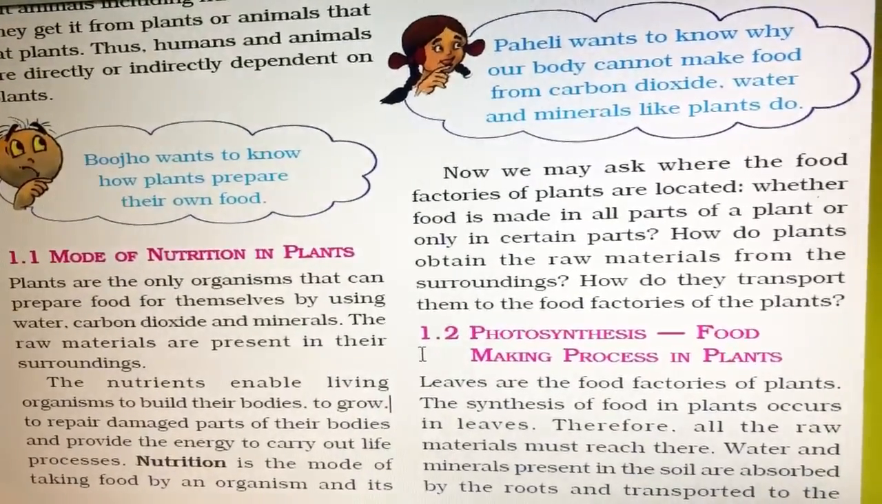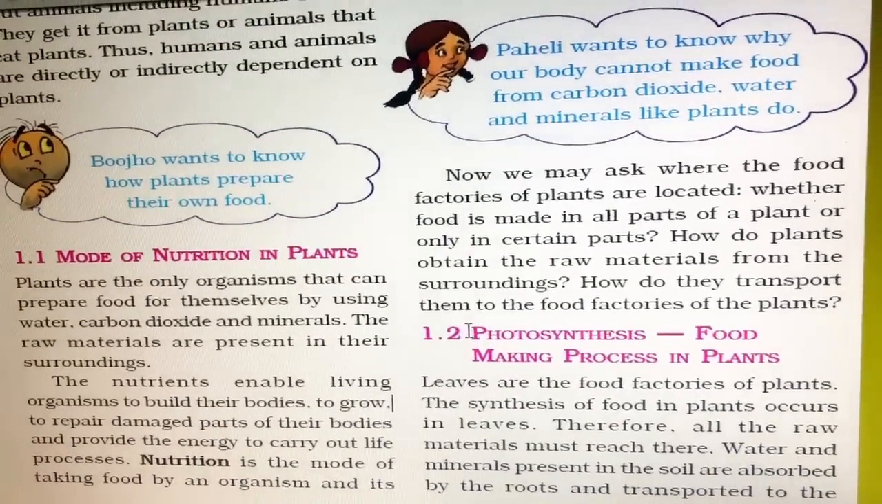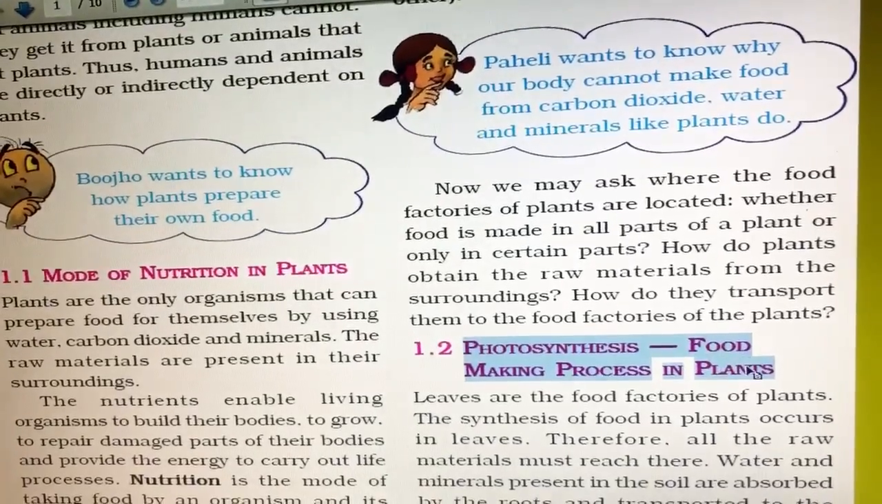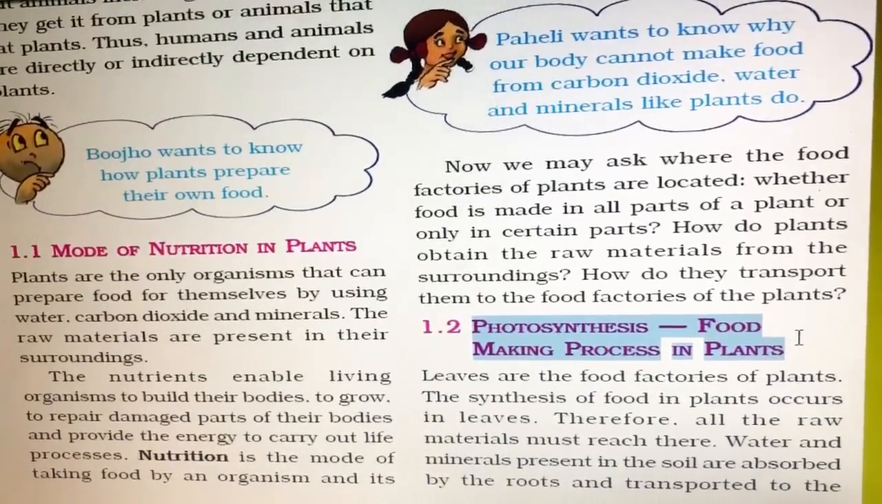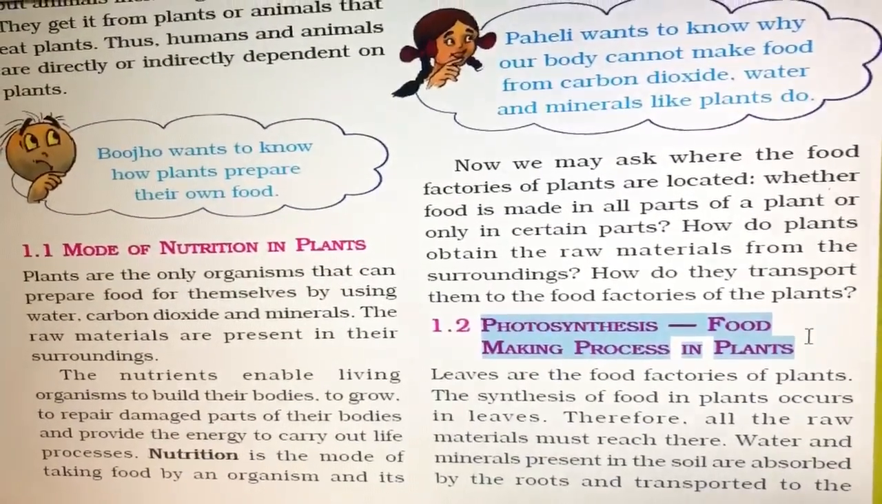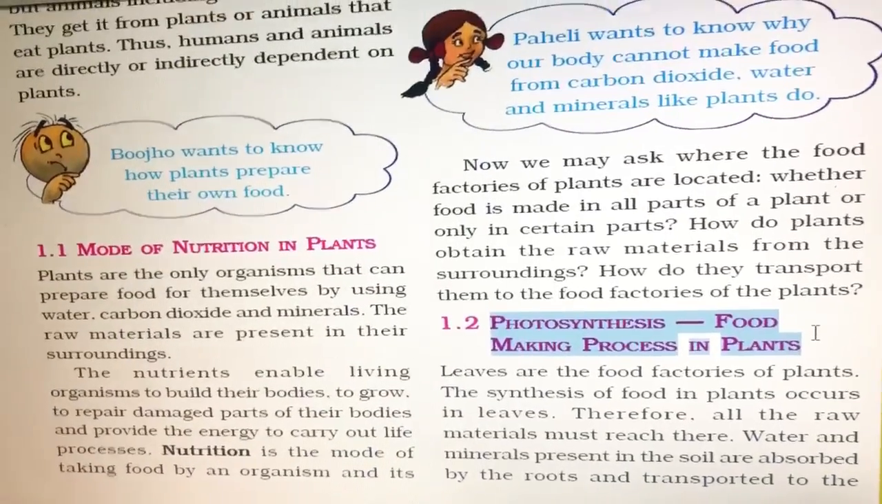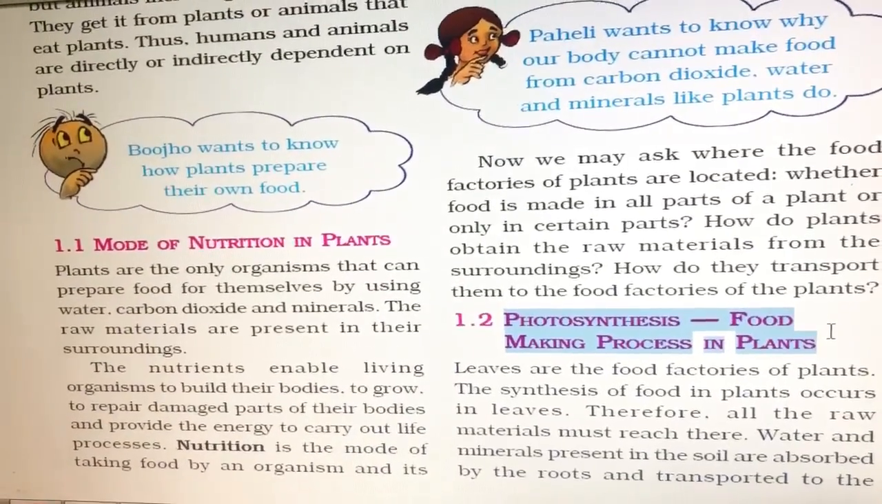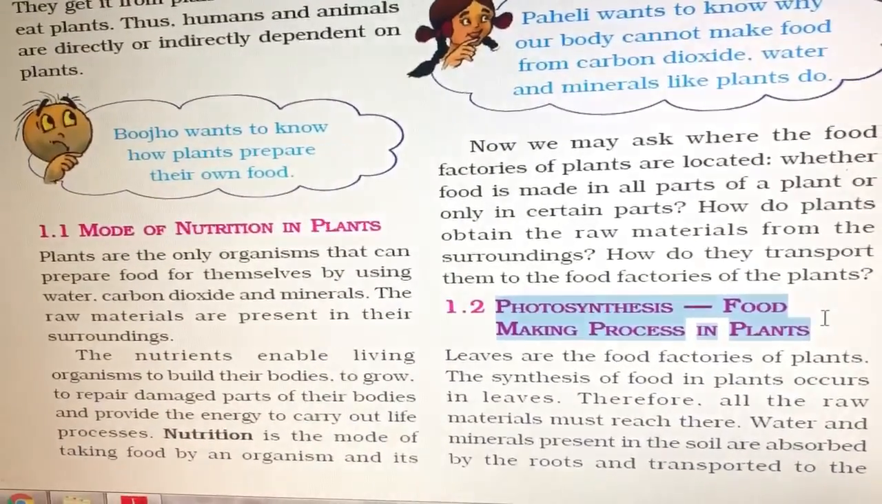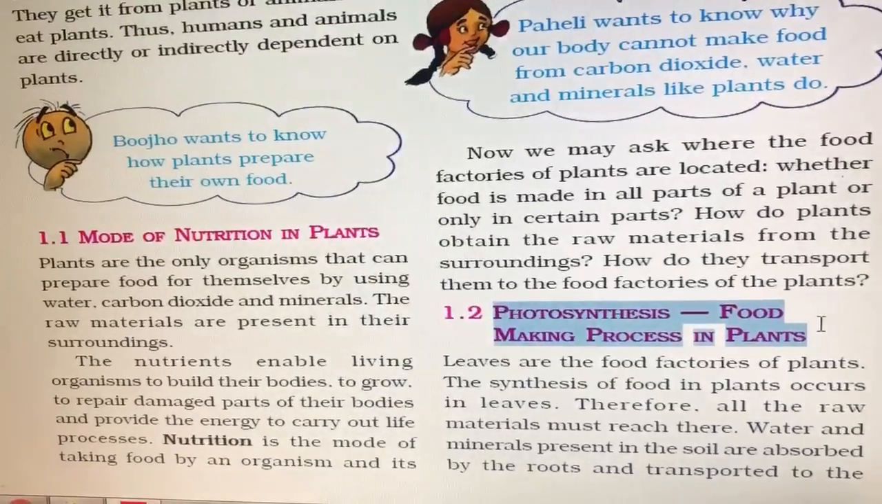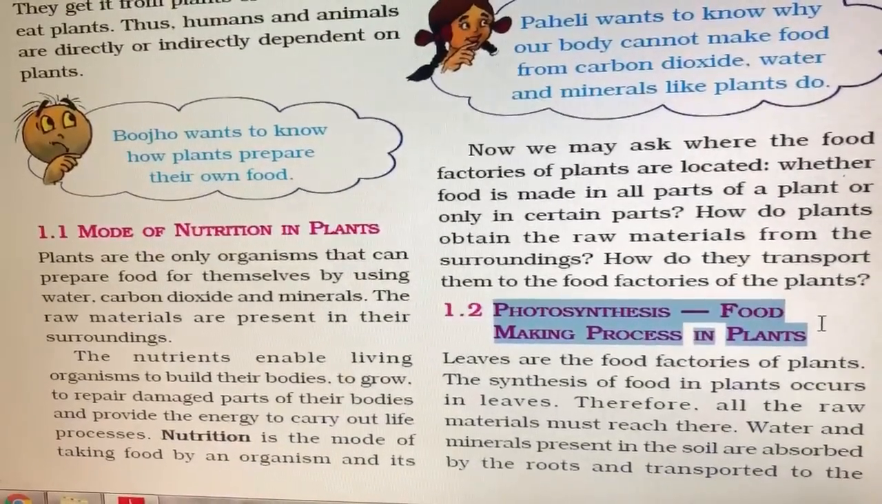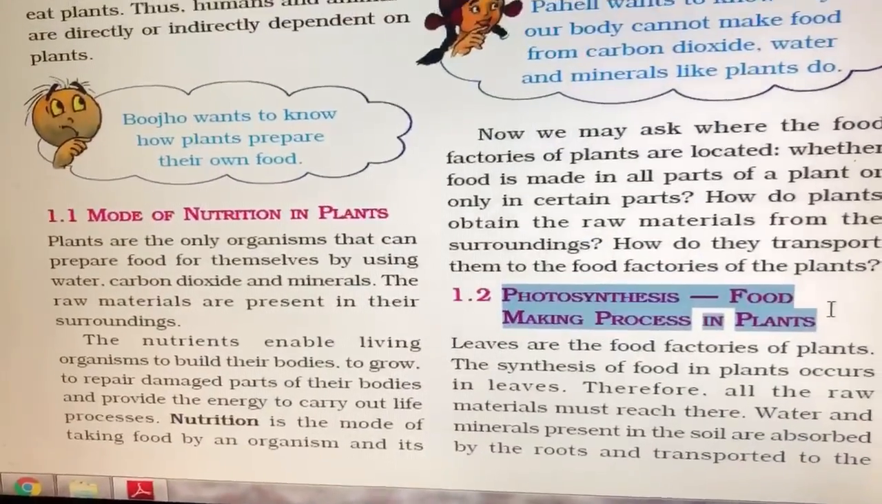Now here we are going to study photosynthesis, the food making process in plants. As I told you earlier, plants are the only organisms which make their own food. The process through which they make their food is known as photosynthesis. Further in the topic, we are going to study the components and everything.